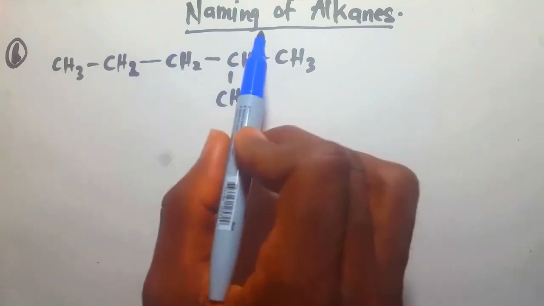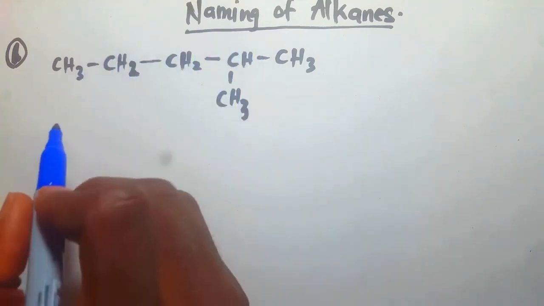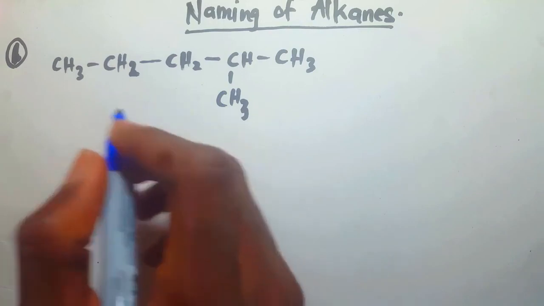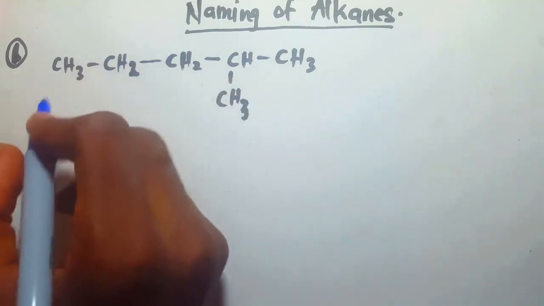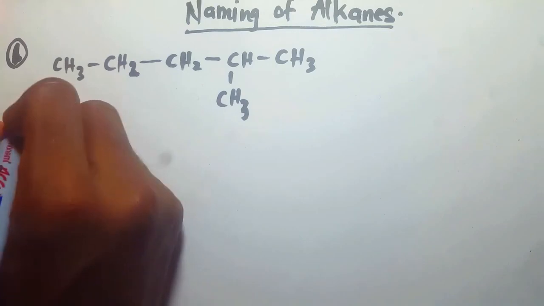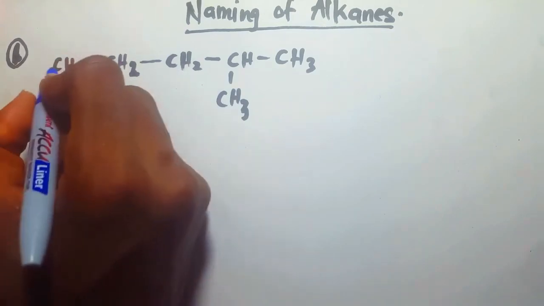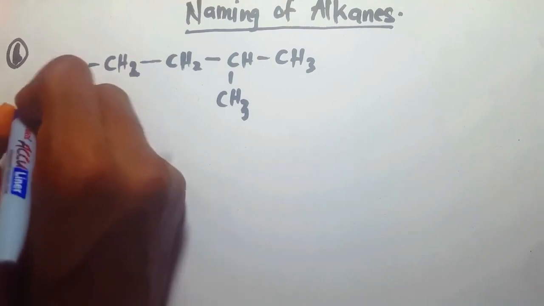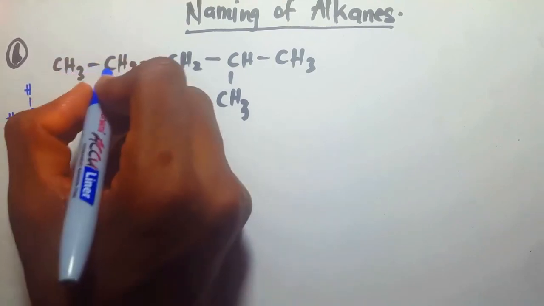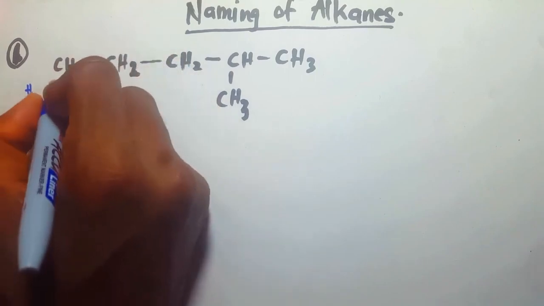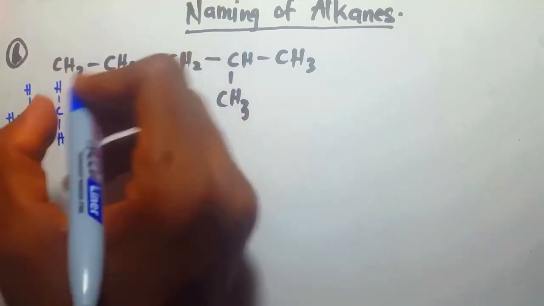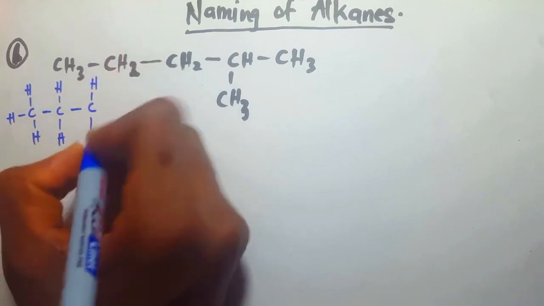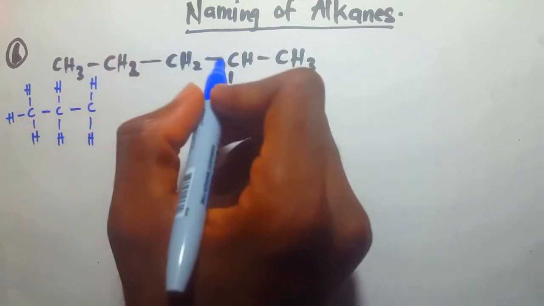Looking at this structure here, if you are new to this, you might not recognize it, so I want to simplify it. This is actually the structural formula, so I'm going to expand it. This C has 3 H around it, then this C has H here and another H here, so the H is 2. Then another C with 2 H around it.